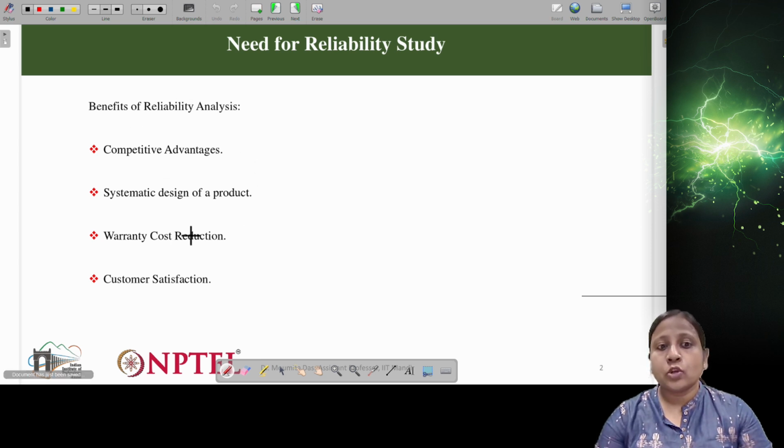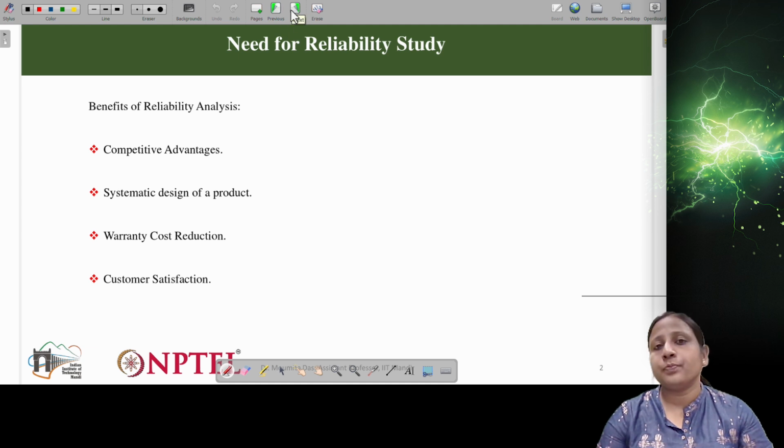And obviously, whenever we say cost reduction, we have to see how much time we can provide this solution for, basically how many years it can operate properly. And then obviously customer satisfaction will depend upon whether the system operates properly for a long time. So these are the advantages of the reliability study. That is why we need to consider reliability analysis.